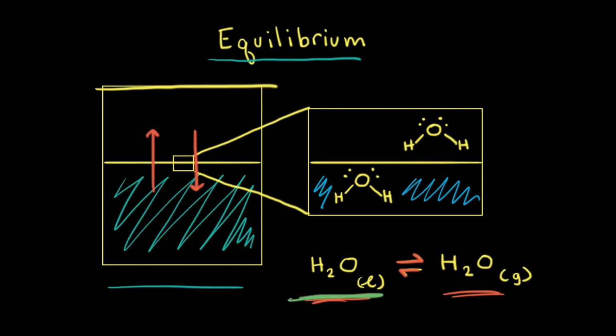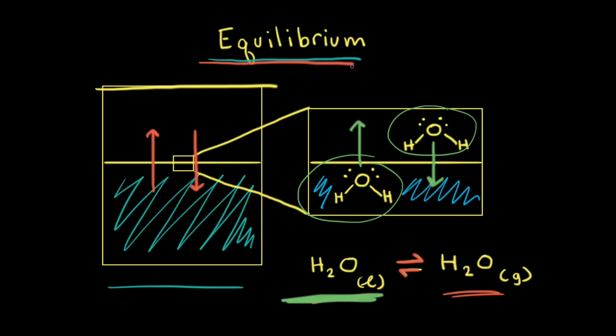Since we start with liquid water, at first the rate of vaporization is greater than the rate of condensation, but eventually we reach a point where the rate of vaporization is equal to the rate of condensation. And when that happens, if you're turning liquid water into gaseous water at the same rate you're turning gaseous water back into liquid water, the number of water molecules in the liquid and gaseous state would remain constant. So when the rate of vaporization is equal to the rate of condensation, we've reached a state of equilibrium.